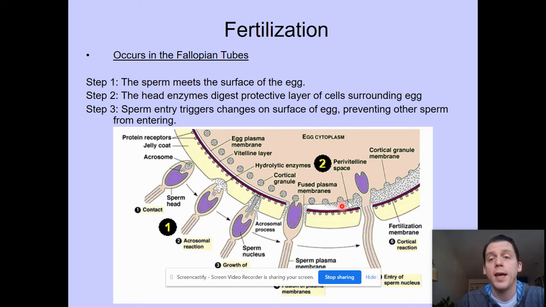breaking through. And then eventually the haploid nucleus of the sperm and the haploid nucleus of the egg cell are going to meet to make a diploid nucleus. And remember, where is this happening? This is happening in the fallopian tubes.